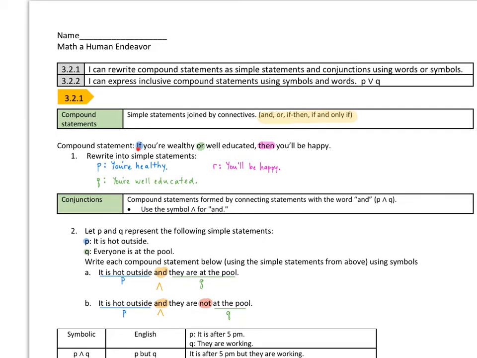I see an if portion, you're wealthy. This P should say you're wealthy, not healthy. I apologize about that. Or you're well educated. So there's my next simple sentence, and I call that Q. I see another break-off point, then you'll be happy. Since I have another one, I'll call it R, and that will be our third simple statement. Typically, P's, Q's, and R's are what we're going to be using in this chapter. If we have more statements, we'll keep going.